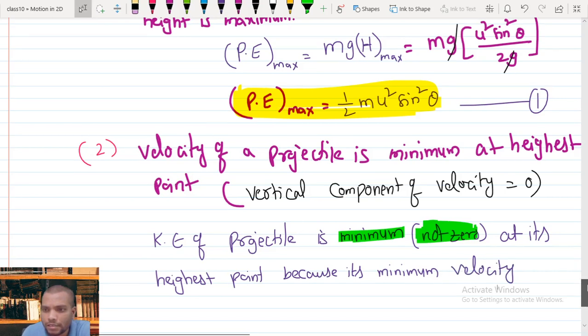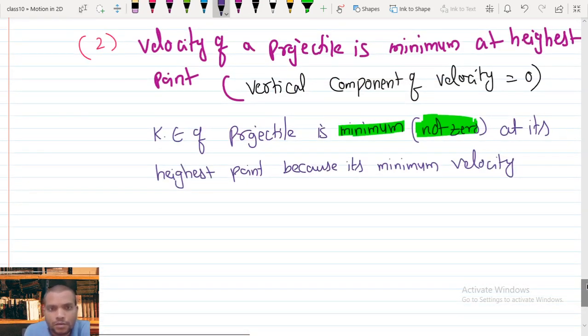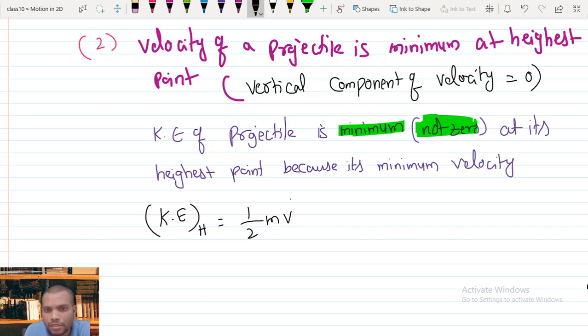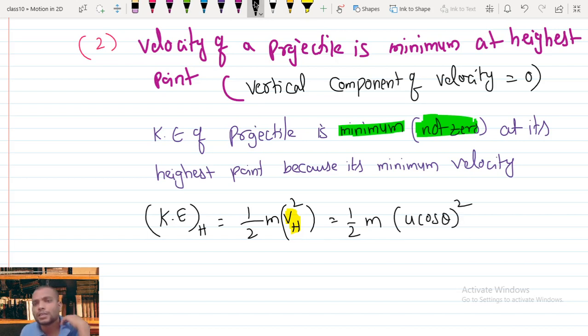Now we need to mention the kinetic energy formula. So the kinetic energy at highest point equals half mv square, with the velocity at the highest point. So this velocity is also the horizontal velocity. At highest point it's having only horizontal velocity. We can take that as half m times the horizontal velocity, equal to u cos theta, whole square. That is the horizontal velocity, if u is the initial velocity.